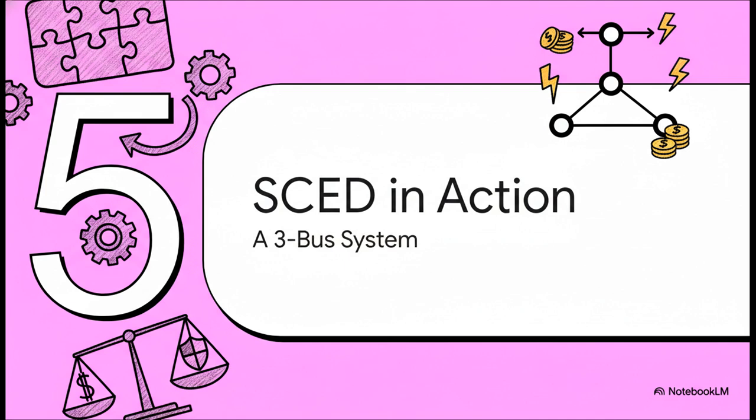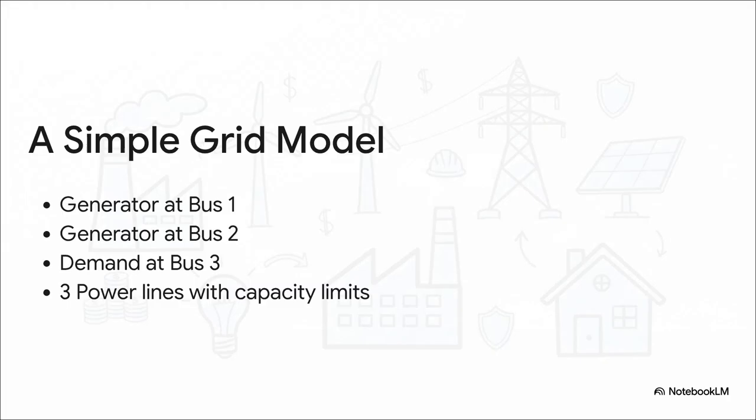So okay, enough theory. Let's see how all these pieces, the goal of minimum cost, the need for balance, and those crucial safety limits, all come together in a practical example. We're going to look at a really simple 3-bus system. You can just think of a bus as a specific point or a node on the grid. So we've got 2 power plants, one at bus 1 and one at bus 2. All of our electricity demand is over at bus 3. And crucially, the 3 power lines connecting them all have limits. The system now has to find the cheapest way to serve that demand without overloading any of those lines.